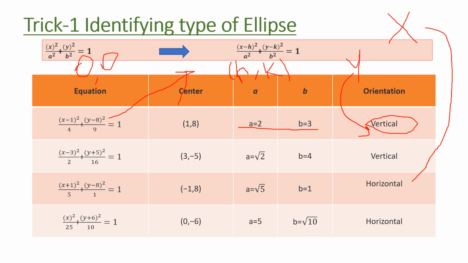Now you can see in the first example a is equal to 2 is less than b is equal to 3. So we are going to get the ellipse which is vertical and not horizontal. But in third example you can see a is equal to root 5 is greater than b is equal to 1. So that is, denominator of x term is greater than the denominator of y term. So the ellipse will be horizontal. And centers can be easily calculated by comparing it with the standard form of equations.